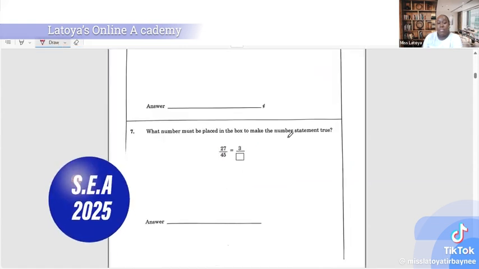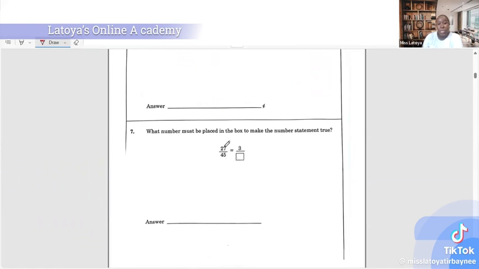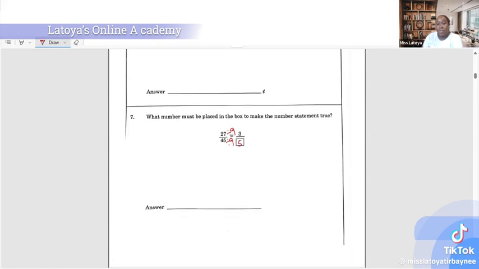What number must be placed in the box to make the statement true? Equivalent fractions. If I look at 27, what was done to 27 to give me 3? I divided by 9. So I'll also have to divide my denominator by 9. 9 into 45 is 5. So the answer that's missing is 5.